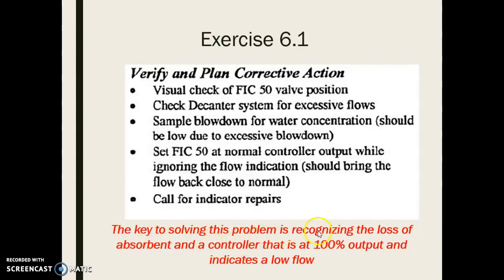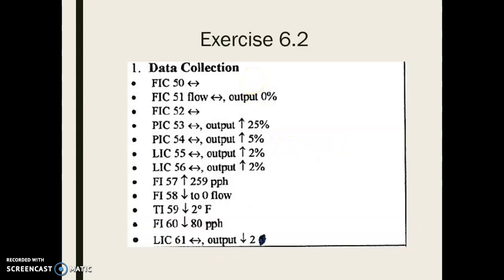So the key to solving this problem is recognizing the loss of the absorbent and a controller that is at 100% output and indicates a low flow. So this doesn't make sense. So the transmitter really has to probably be the main reason that's the problem here. Okay. So go over this again. I recommend, before we do exercise 6.2, that you look at it and evaluate what you think might be the problem, and then you can go over the solutions. Okay, exercise 6.2, that's in your textbook again.